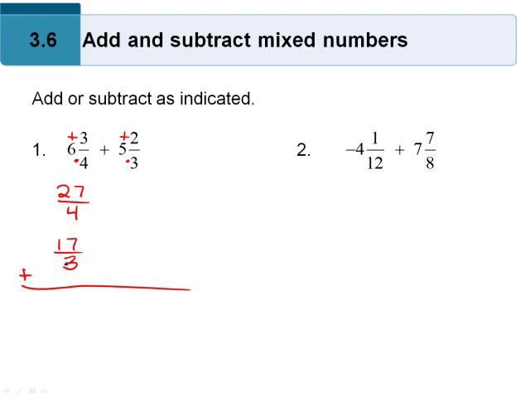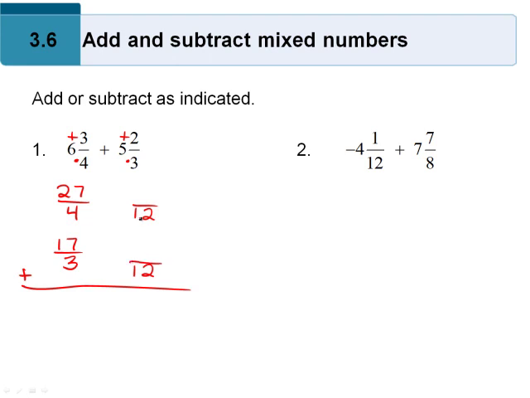Now, this does make the numerators kind of large, but it's so much easier when you're adding and subtracting this way because you don't have to worry about crazy simplifying, and when you get into subtraction, you don't have to worry about borrowing. So this makes it a lot easier to do it this way. All right, so look at 4 and 3. We have to find a common denominator there. Well, if you multiply 4 times 3, you get 12, which also happens to be the least common denominator.